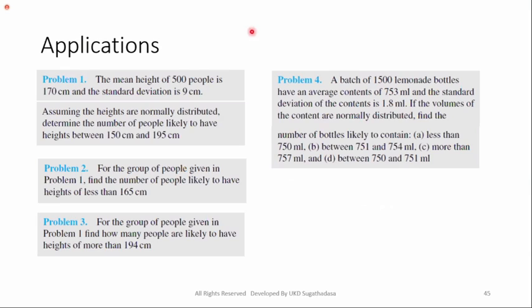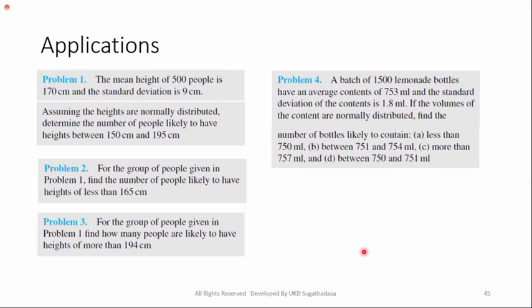$71.25. Yeah, 70. You can approximately take 71 bottles, no? 71 bottles. Actually, that's good. 71 bottles is not many. Out of 1,500 bottles, only 71 we assumed, we can expect less than 750 milliliters. That's not very bad, no? That's not very bad.